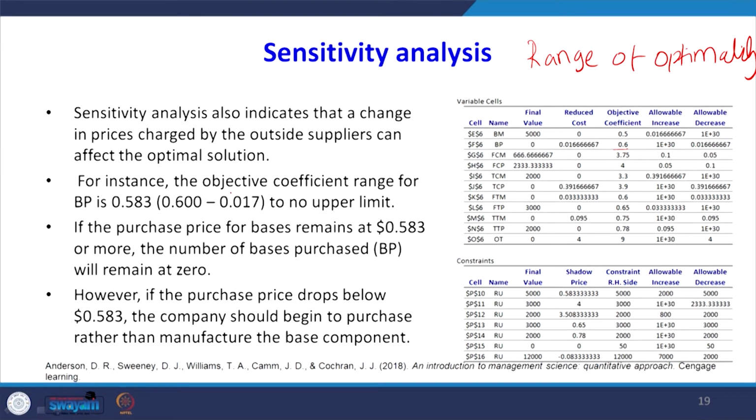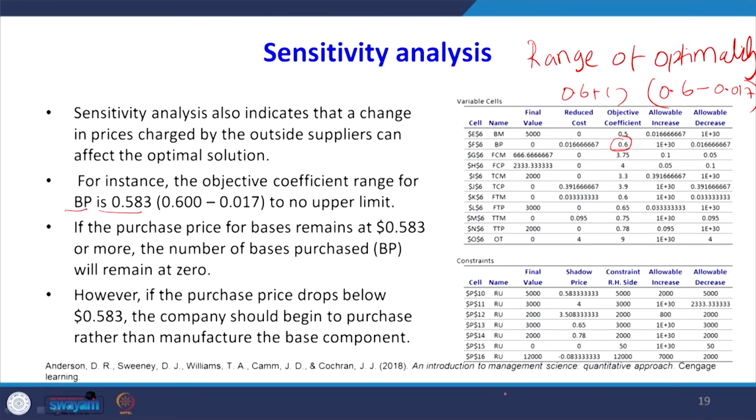For instance, look at the objective function coefficient range for the variable BP. What is BP? It is base when we are purchasing. The range is 0.583. How did we get this range? For example, here the current value is 0.6. So, the upper limit is 0.6 plus, because it is a very big value. The lower limit is 0.6 minus 0.017, that is nothing but your 0.583. There is no upper limit.